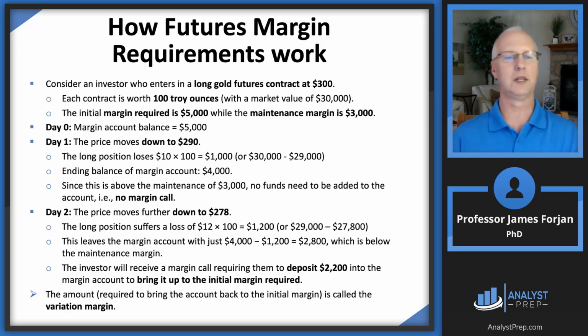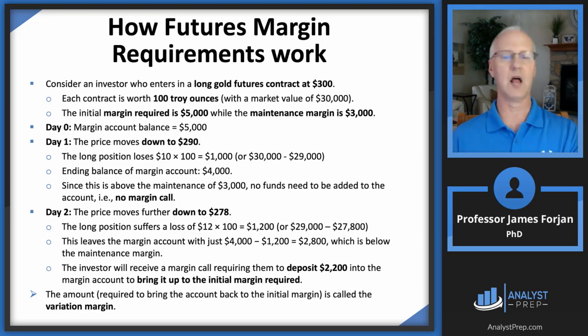But let's suppose that at the end of day one, the price falls to $290. This is not good news for us. So what did we lose? We lost the 300 minus the 290, which is $10 times the 100 troy ounces. That gives us $1,000. Or you can just do it in the aggregate way. We had a contract that was initially valued at 30,000. Now it's only valued at 29,000. So we lost 1,000. That means that we had 5,000 in our initial margin, and now our ending balance in our margin account is $4,000.